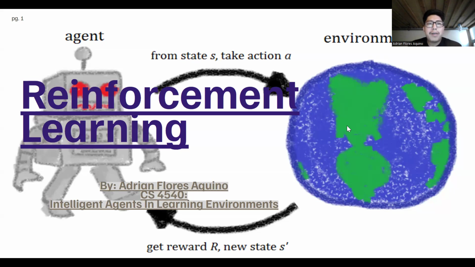I'm also going to be talking about how it is used for ChatGPT and how it actually made it a much better chatbot. So I'm going to go into detail about that.